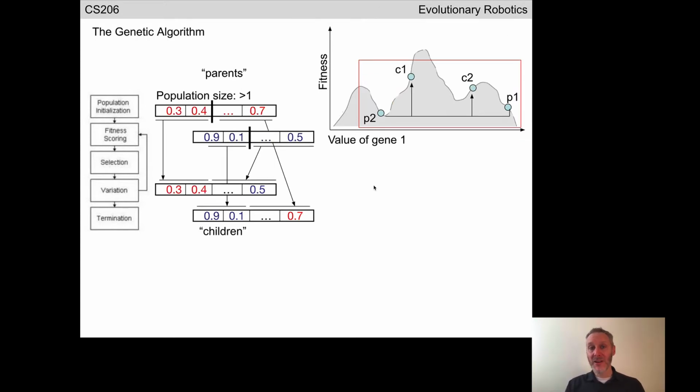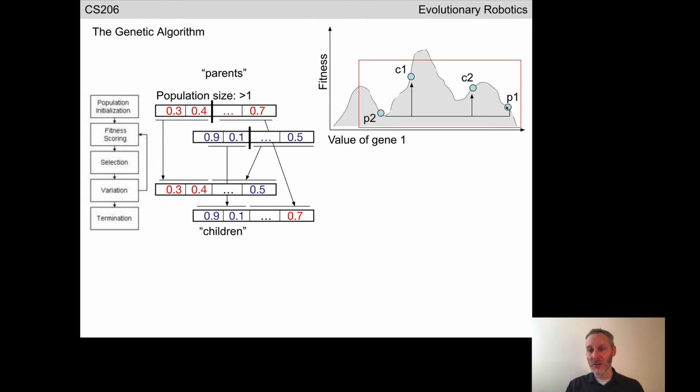Evolution discovered sexual recombination as an extremely useful hack, and the reason why is somewhat intuitive. If we have two parents, the first parent shown in red here, this is P1, and P2 in blue down here, you can see that P1 and P2 inhabit very different parts of the search space.